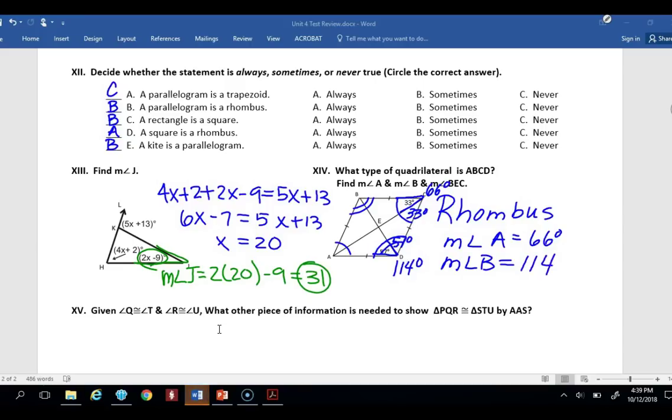Now the last thing that this problem is asking us for is the measure of angle BEC. What I remember about rhombuses is that their diagonals are perpendicular. That means all of these angles in here are right angles. Thus, the measure of angle BEC is 90 degrees.